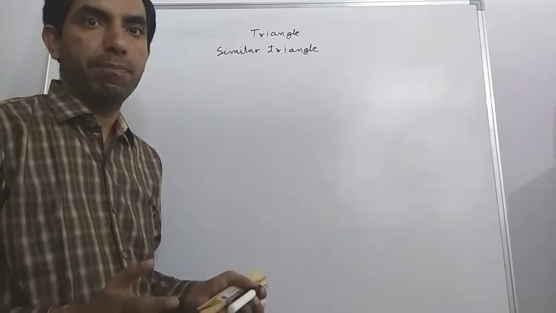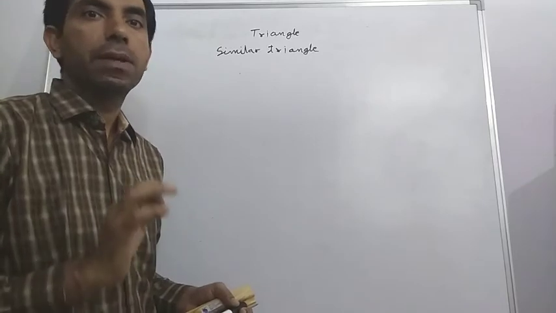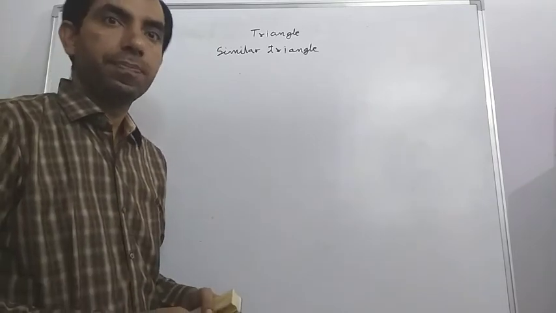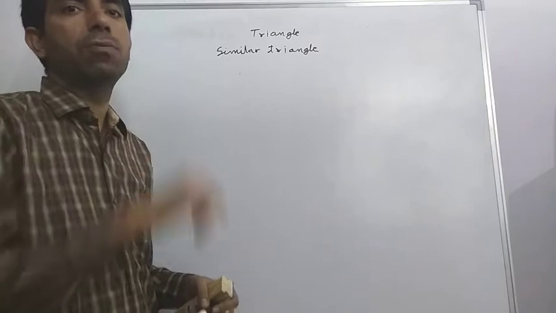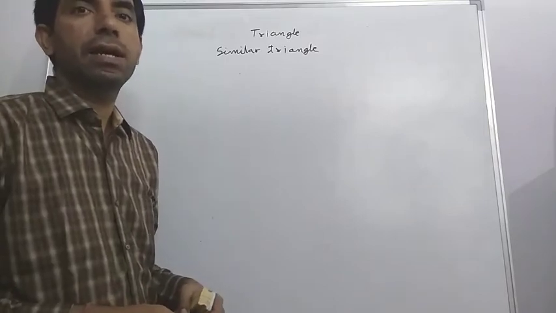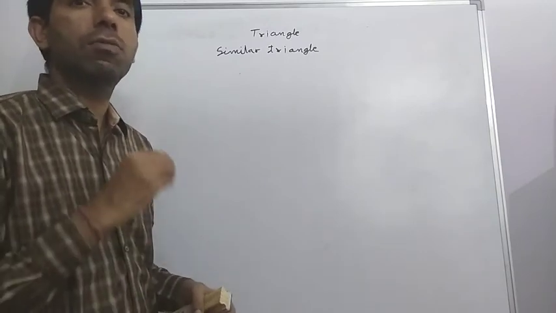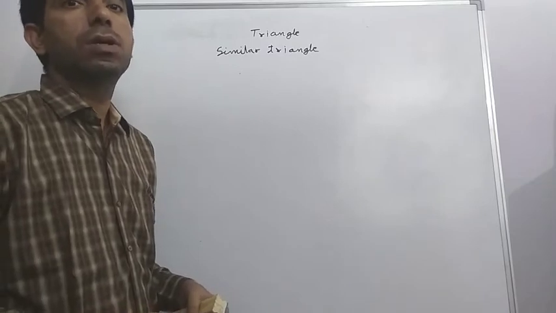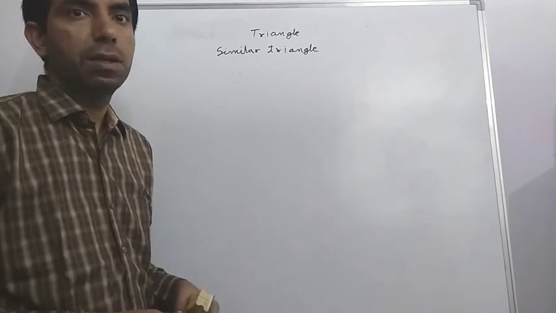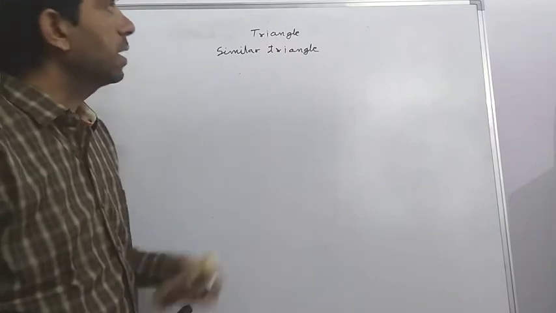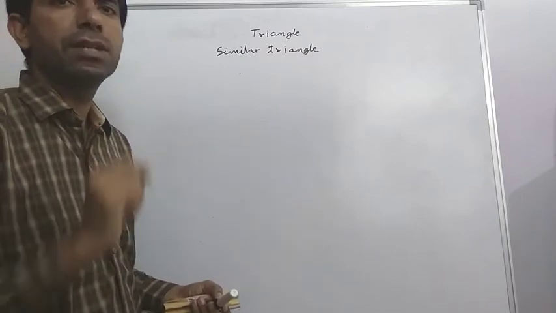Similar means same. If two figures' shapes are the same, they are called similar figures. All circles are similar because all circles are round in shape. In this type, all squares are also similar. All equilateral triangles are also similar. Similar means two figures which have the same shape. And similar triangle means two triangles which have the same shape, that is called similar triangle.